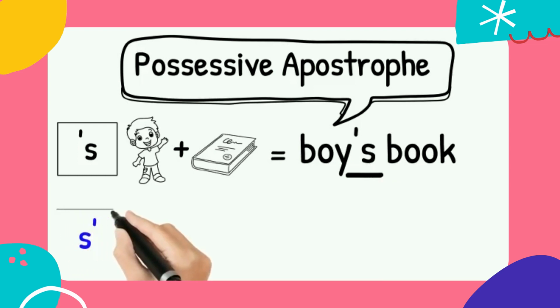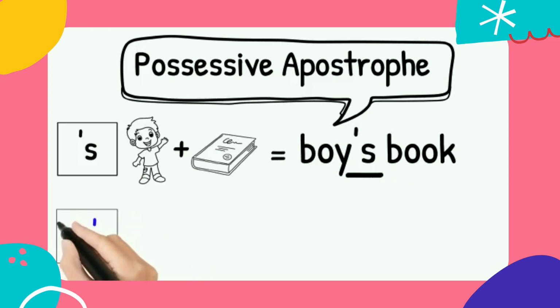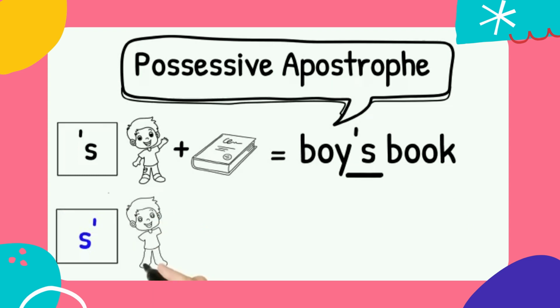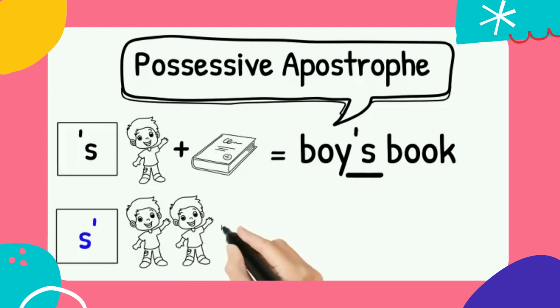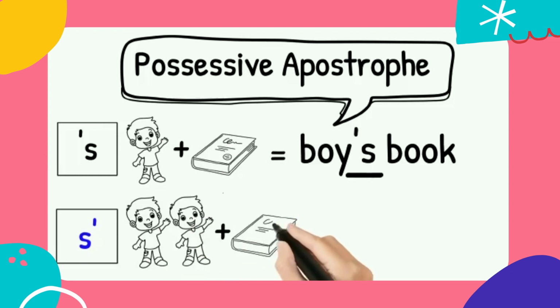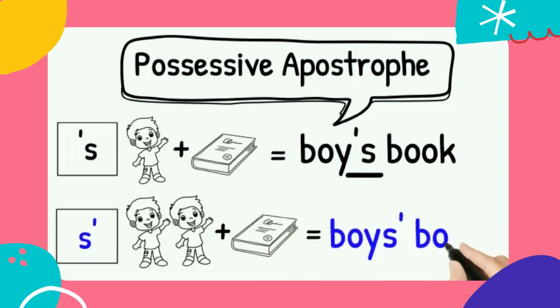Next, S apostrophe. We have two boys and a book. We want to show that the book belongs to the boys, so we write it as boys' book. Boys' book. S apostrophe, because the book belongs to the two boys.